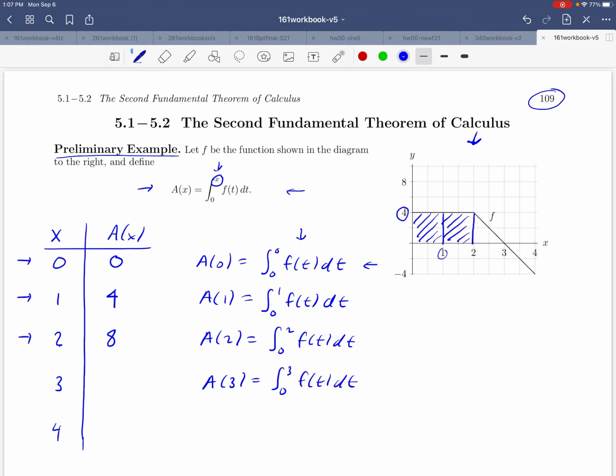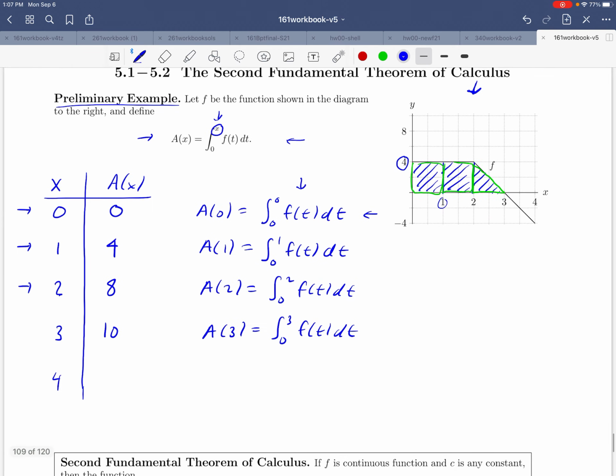Now we're talking about the area between 0 and 3, so we've just added this area. That's triangular, and notice that the area of that triangle is half of the area of the two rectangles that we added. So we're going to get the 8 that we had before, and then add 2 more. That's the area of the triangle that we just added. So we're going to get 10 for this. And then what about A of 4? Now we're integrating from 0 to 4.